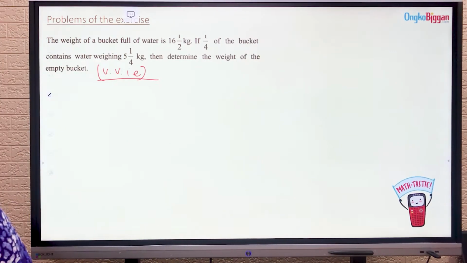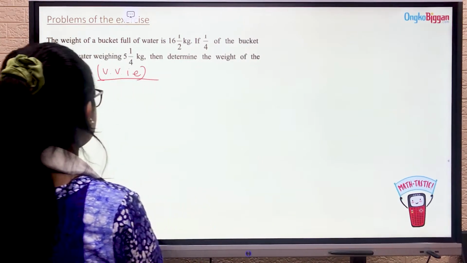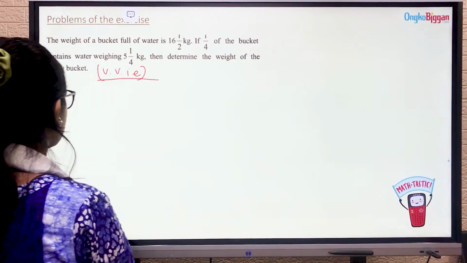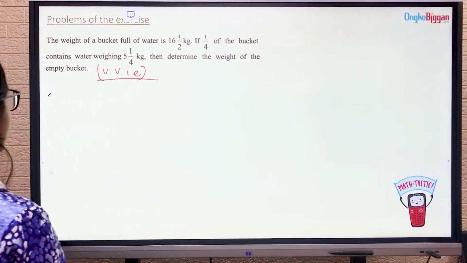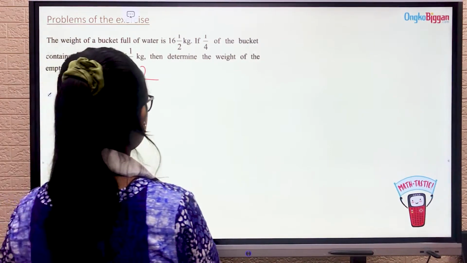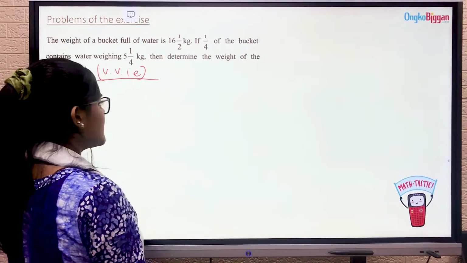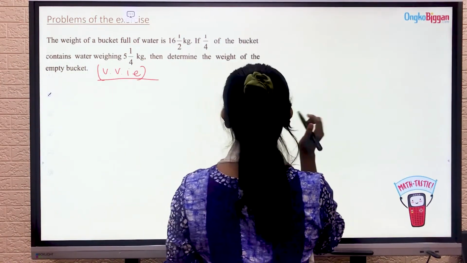So it says the weight of a bucket full of water is 16 1/2 kg. If 1/4 of the bucket contains water, weighing 5 1/4 kg, then determine the weight of the empty bucket. That means we are given a bucket. Let's just draw a bucket.